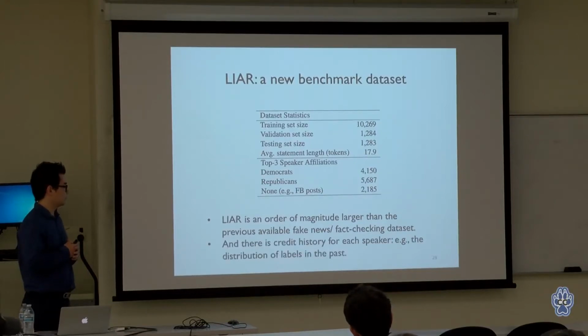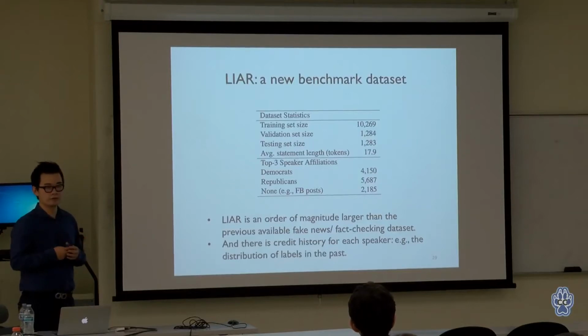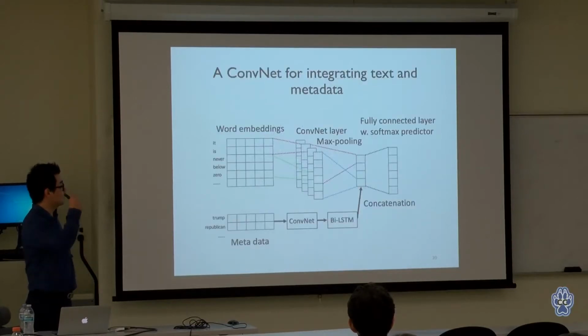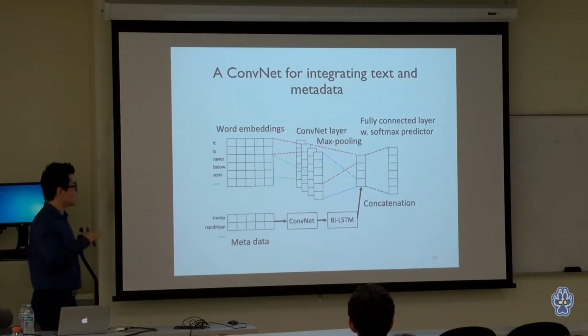Okay, and we also have the credit history, that for each speaker we know the distribution of labels in the past. For example, how likely is this person to have made false statements in the past? Okay, and then we went ahead and designed a deep neural network for this task, right? So definitely there are a lot of things you can learn about neural networks. I actually spent a quarter teaching neural networks. But this is just a rough story, right?